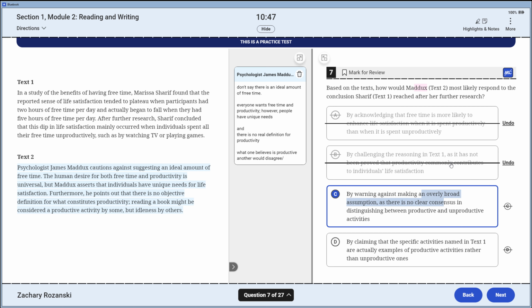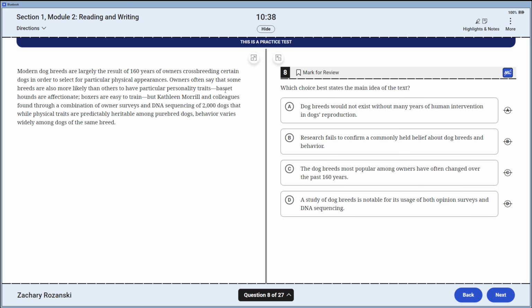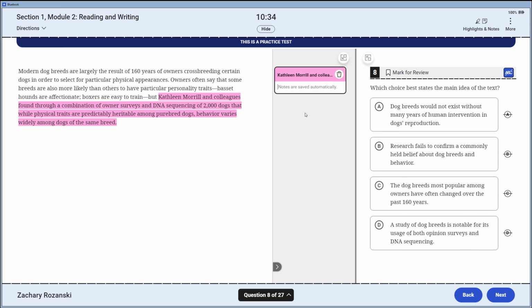Yeah, absolutely. B is false, by claiming that the specific activities named in text one are actually... no. He says that there's no definition. So we move on. What's the main idea of the text? Let's go to the last sentence, give it a little highlight, and then come back to it.